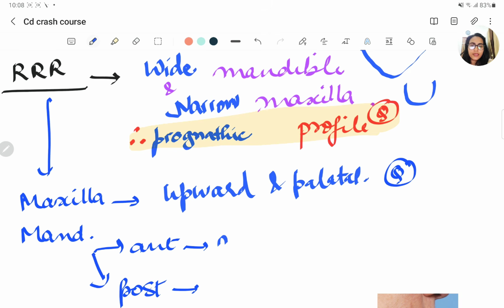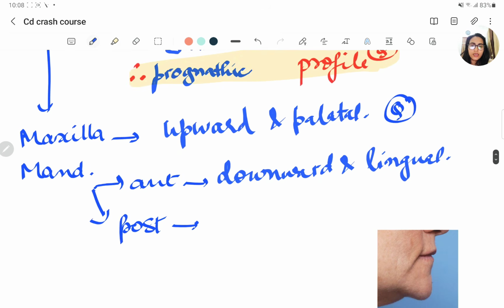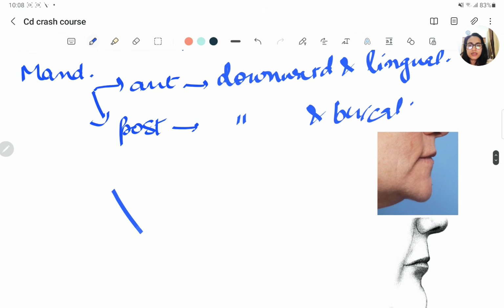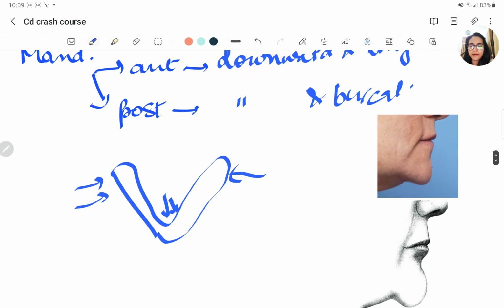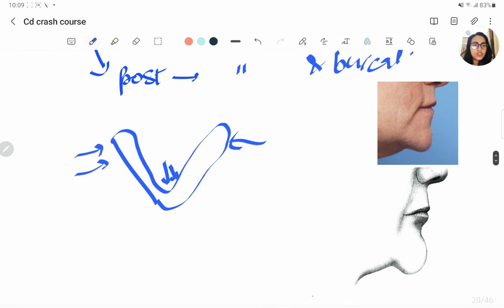In the mandible anteriorly, there is a resorption in downward and lingual, and that is why the mandible becomes wider, right? Posteriorly, it is downward and buccal. So basically, suppose that's a mandible, right? Anteriorly it is downward and lingual, posteriorly it is downward and buccal. So therefore the mandibular arch becomes wider.